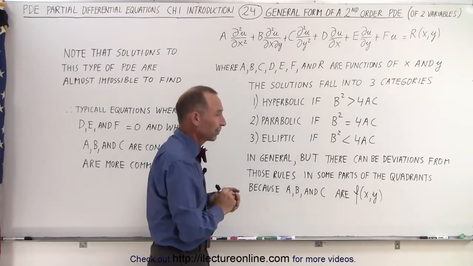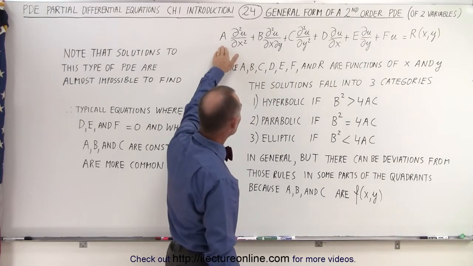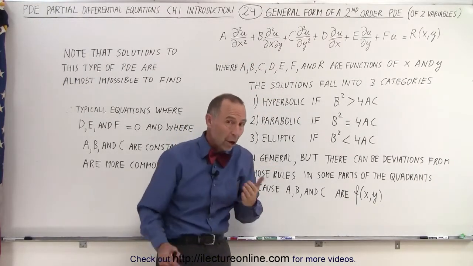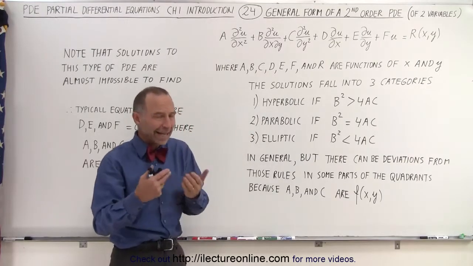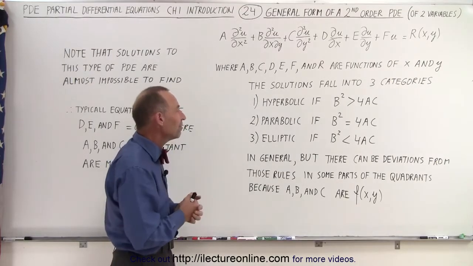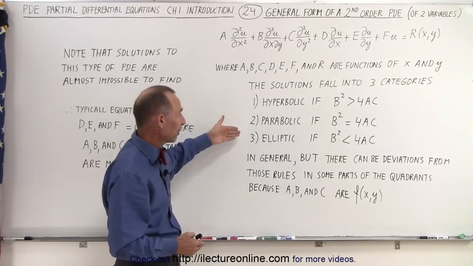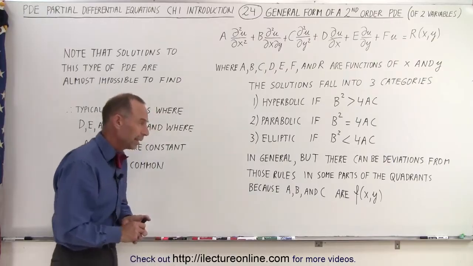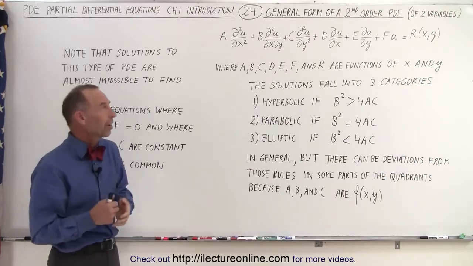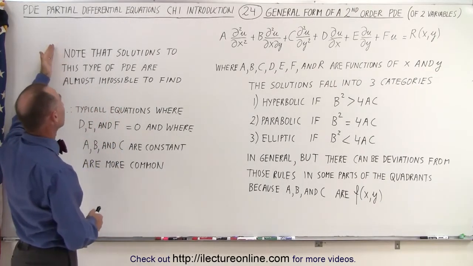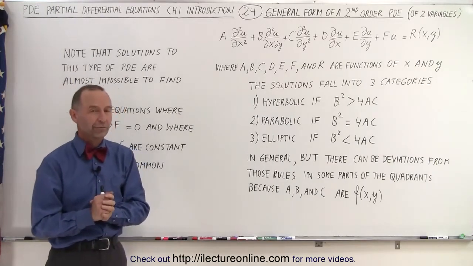Of course, we also have an influence of d, e, and f, depending upon the values of a, b, and c, because after all, they are functions of x and y, and they can be such that this is not a given at any particular time. We know that there may be some deviations from those rules in some parts of the quadrants where the function will not fall into the hyperbolic, parabolic, and elliptic variety. You can see that when we try to solve something that complicated, the solution is almost impossible to get, and that's what I'm trying to say here. Notice that the solutions to this type of partial differential equation are almost impossible to figure out.